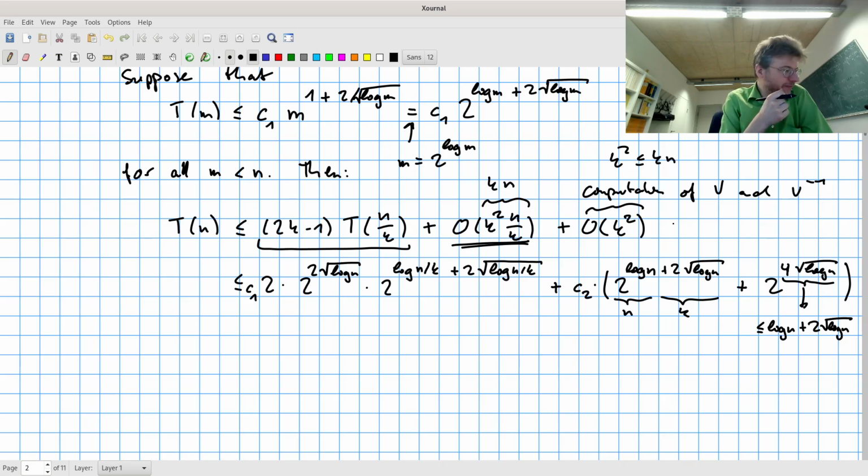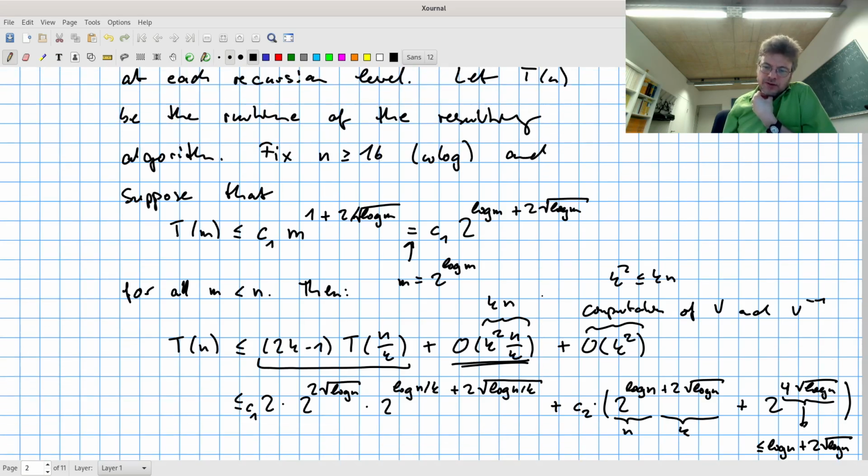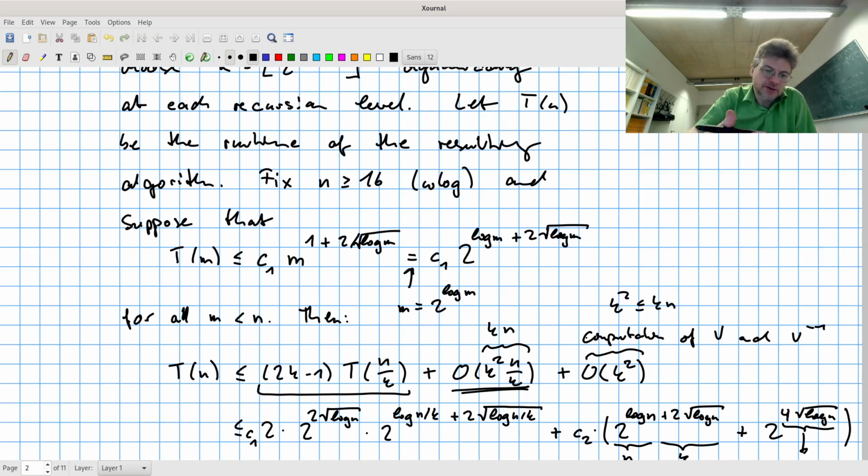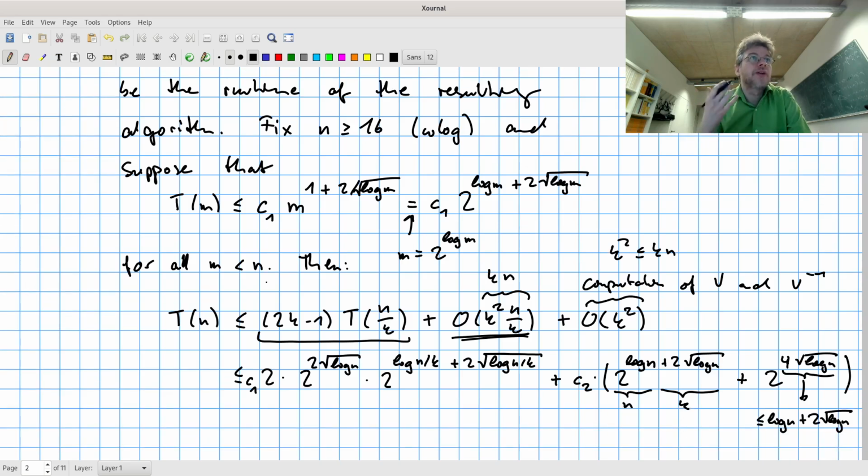So what do I have here? I have to simplify this further. So first let me connect C1 and C2. How can I do this without cheating? The C2 is given. It was the constant that was hidden in these O's. And the C1, well, the C1 we can choose. It already appears here in the induction hypothesis. But it doesn't matter which value it is. There's one time I can choose it, because the theorem has a big O in it, and this C1 is the C1 of that big O, and I can choose what it is.